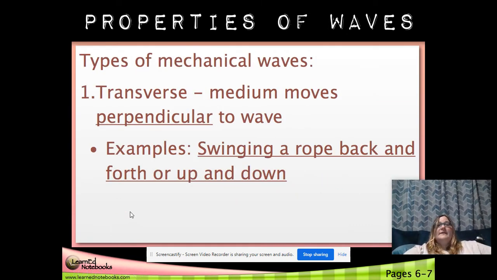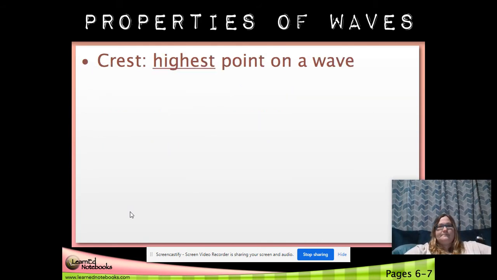Types of mechanical waves. The first is transverse. The medium moves perpendicular to the wave. So my hand is going up and down. The wave is traveling out this way. That is perpendicular. You know, math term. Hands going up, waves going this way. Swinging a rope back and forth or up and down. You're swinging your rope, but the movement is going that way.